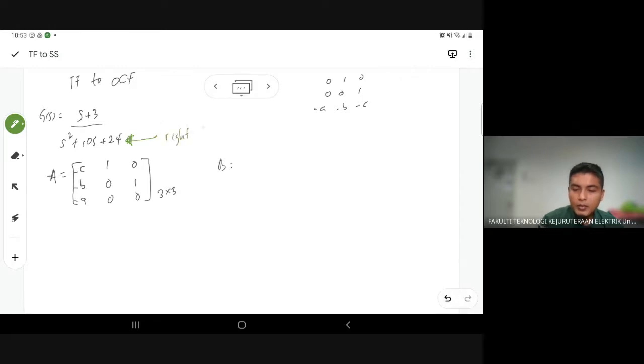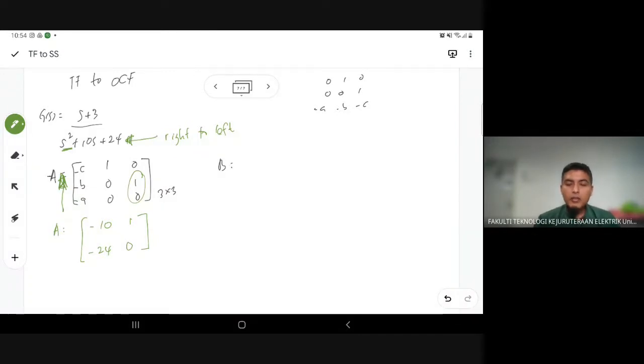Right to left again. However, for the A matrix, you need to fill up in this direction. Okay, so in this case, because this is a 2 by 2 matrix, your A matrix will be negative 24, negative 10. Since this is a 2 by 2 matrix, you will have 0, 1, 0, 1.